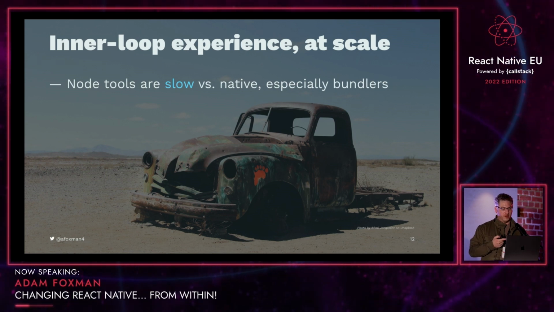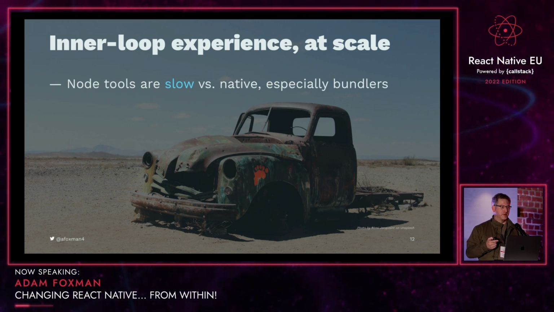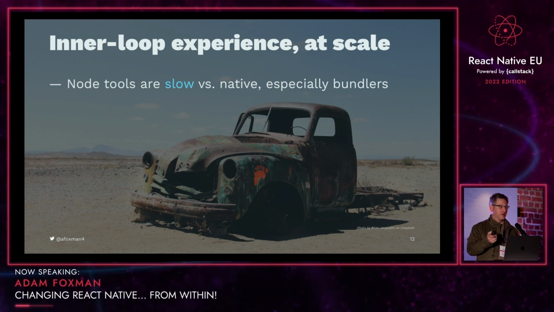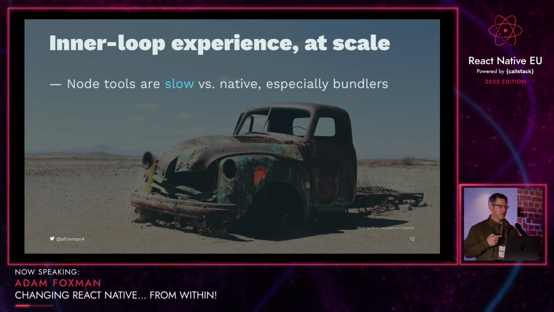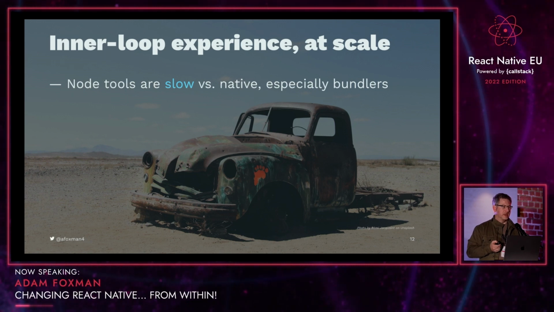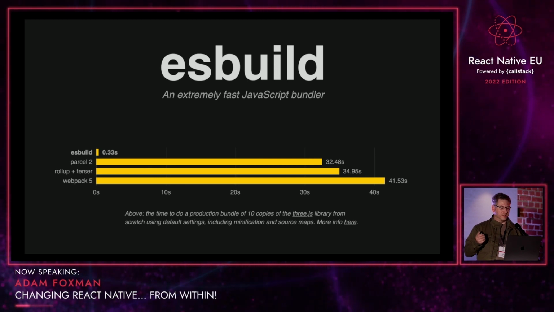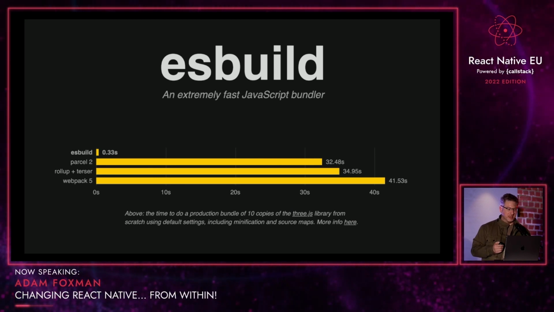One area where this is especially painful is there are these cool new native equivalent tools coming out for things that all of us have been using node tools for. So things like bundlers or Babel. Now there's SWC and there's ESBuild. This is probably something a lot of you have already seen.